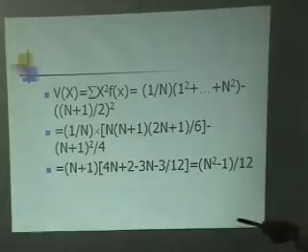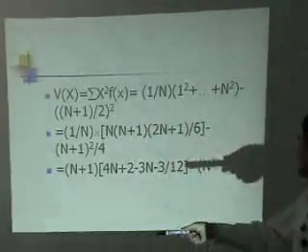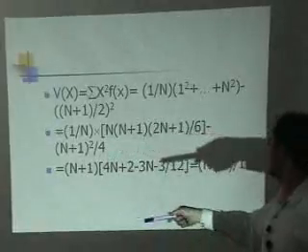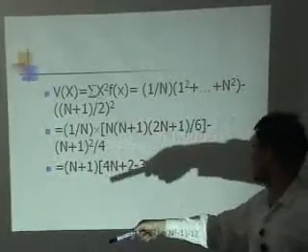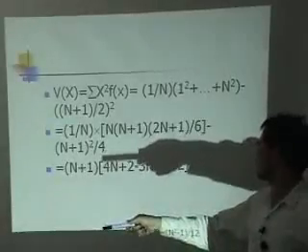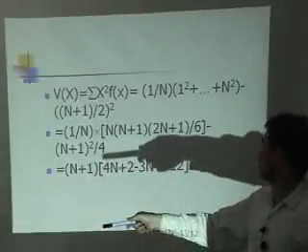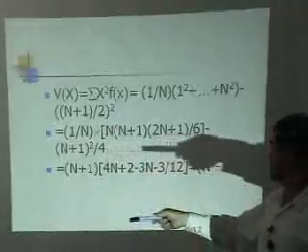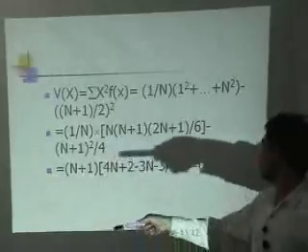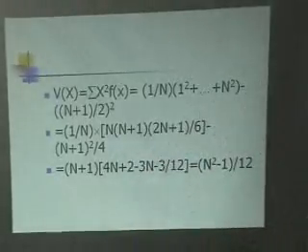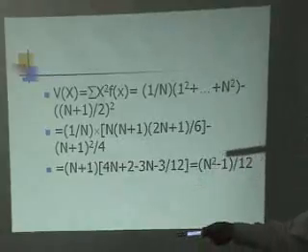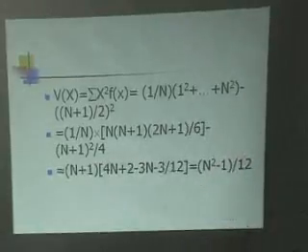And then, of course, here you should have a bracket. You should have a bracket there. You should have a bracket before 4, and a bracket after 3. And so basically what you get, the variance is equal to n squared minus 1 divided by 12.